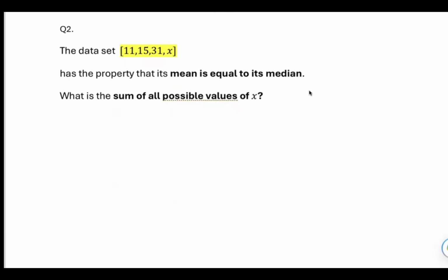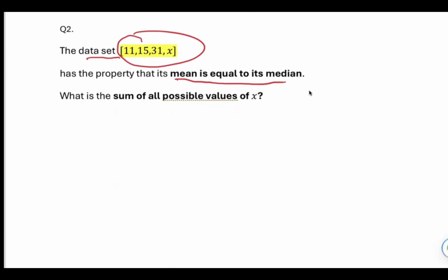Question 2 is a frequency mean question. You can also use Desmos. I'll show you both, but I need to explain the algebra for you. Look, the data set is that. They've given you this data set. They said as a property that the mean is equal to the median. What is the sum of all possible values of X?